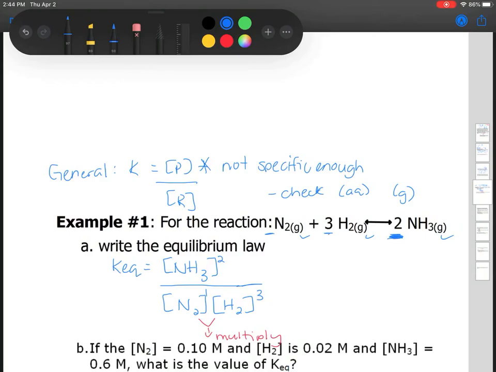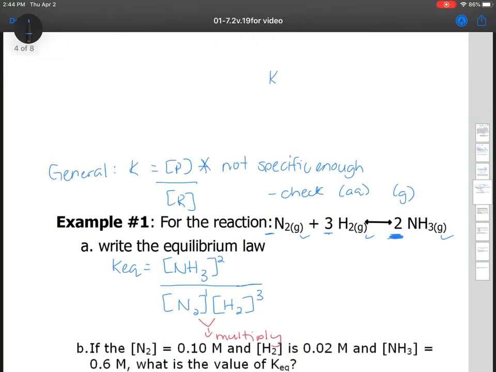Okay, so now in part B, it says if the concentration of N2 is 0.1 molar, and H2 is 0.02 molar, and NH3 is 0.6 molar, what is the value of KEQ? So now I'm just going to plug it in and then solve for this. In this case, solve for KEQ. You can solve for other.